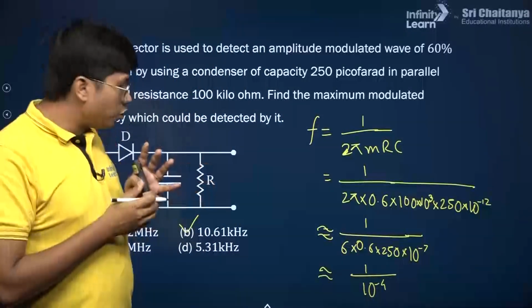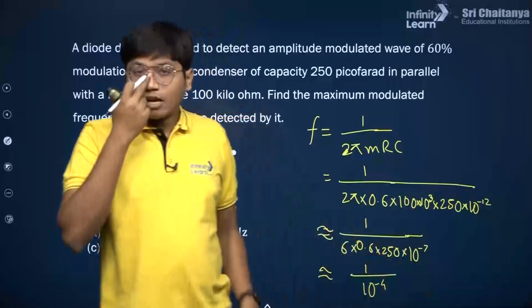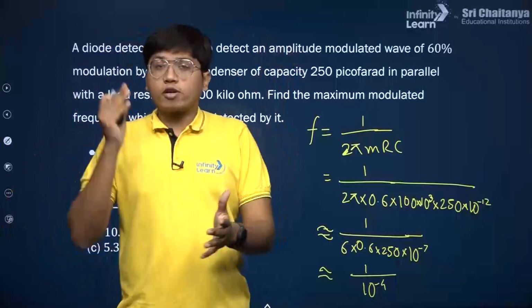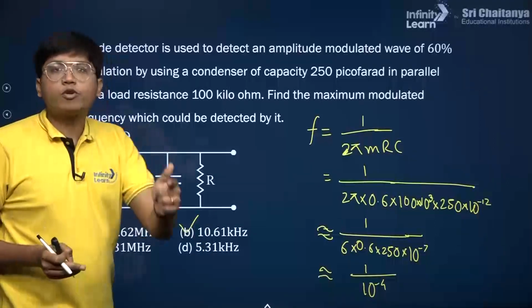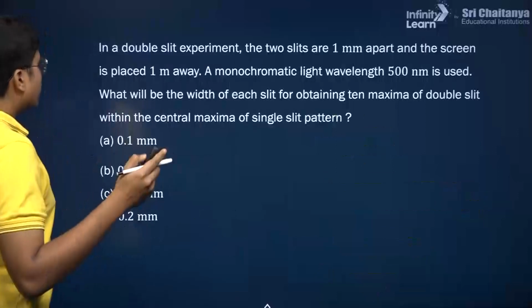So at this point, I tell you, generally, if in JEE they give calculations like this, they'll also keep the options spaced apart so that you can use your approximation to arrive at an answer that is close to one of them, and then you can figure out which one it is. Okay, so let's move on to the next one.